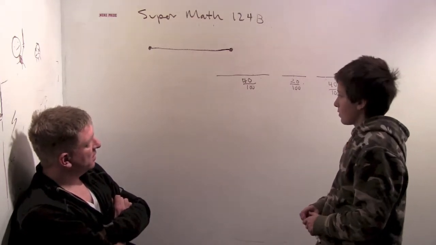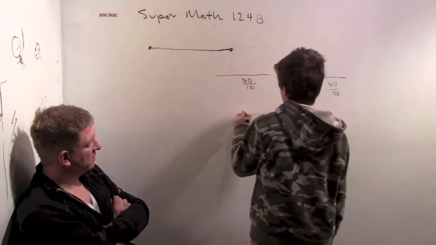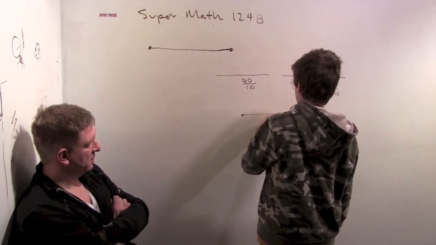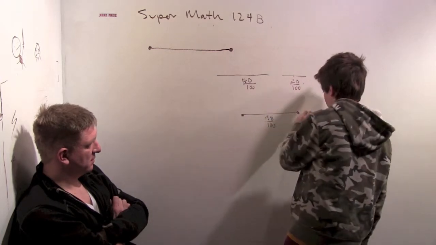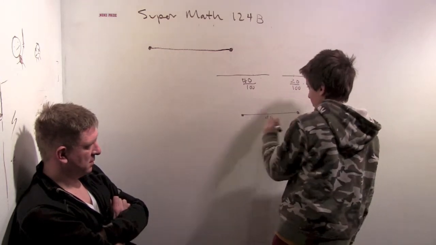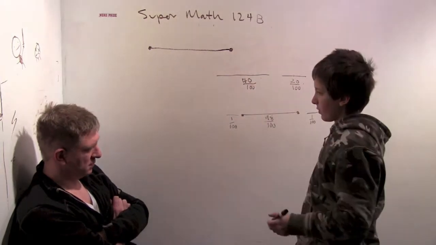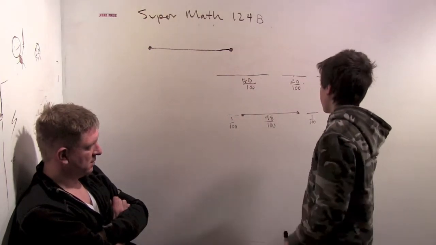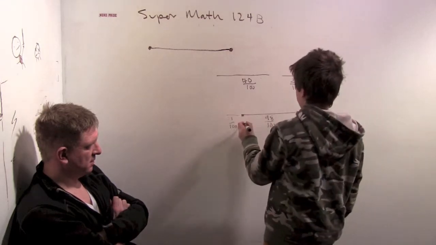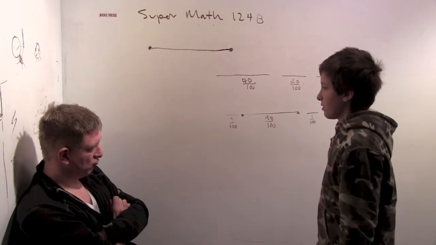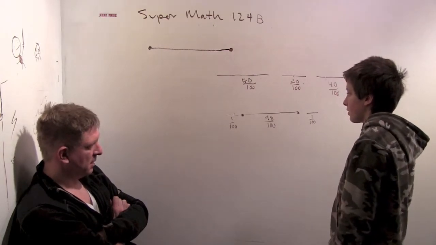All right, what are some lengths that cannot form a triangle? Well, here's one. This length is 98 100ths. This is 1 100th, and this is 1 100th. This doesn't satisfy the triangle inequality. Okay. Because 1 100th plus 1 100th is not bigger than 98 100ths. All right, good.